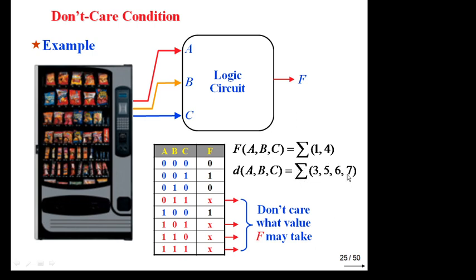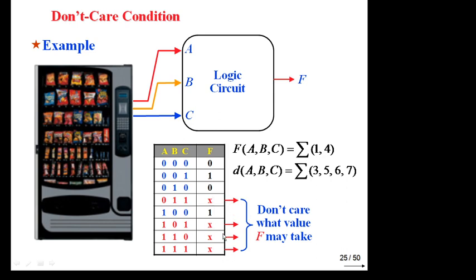What is the significance of don't care? Don't care means it has two possible values, either 1 or 0. We denote don't care terms by X or D. Okay, they can be either 1 or 0. What is the use of don't care?